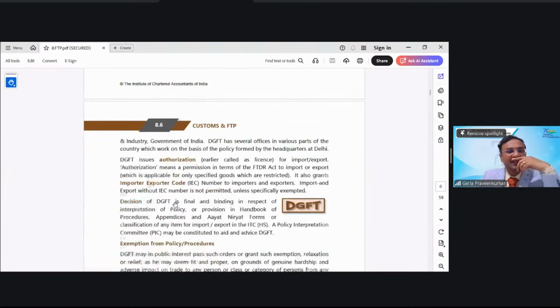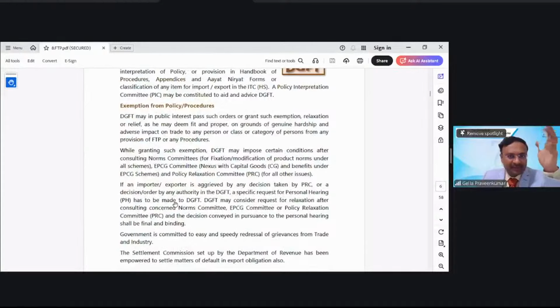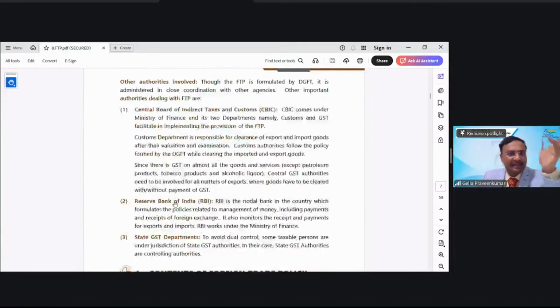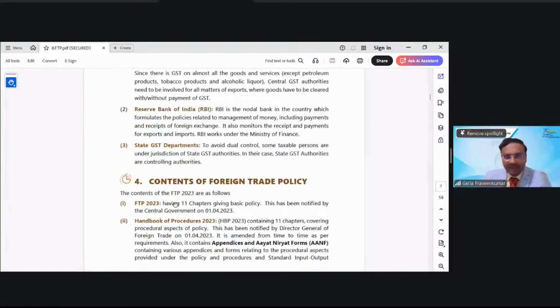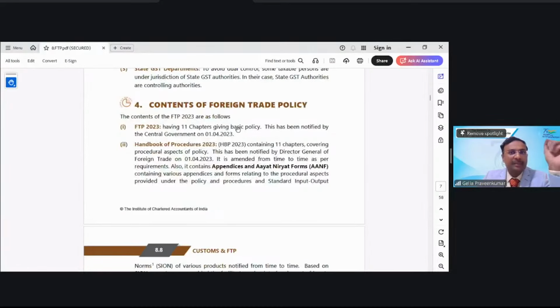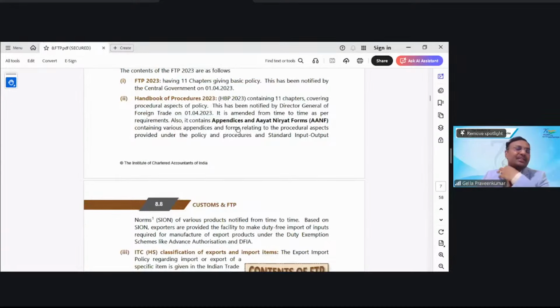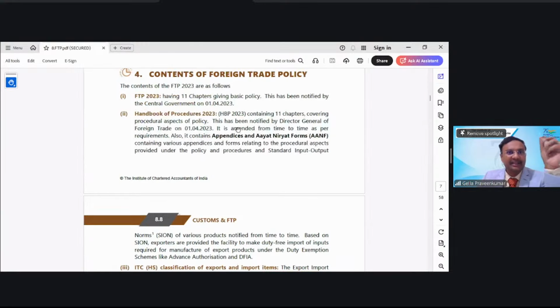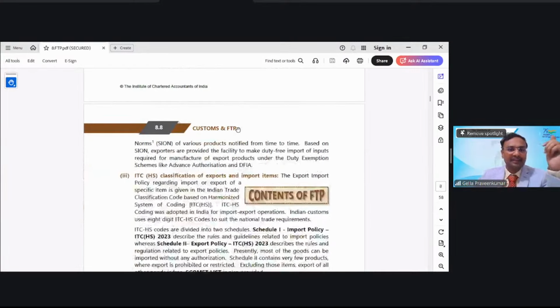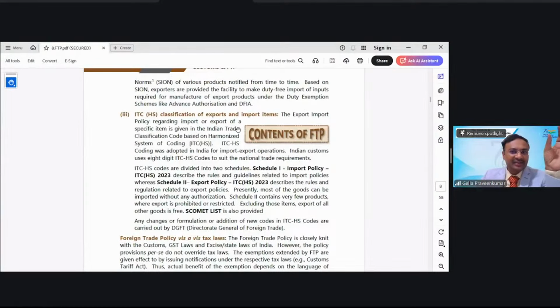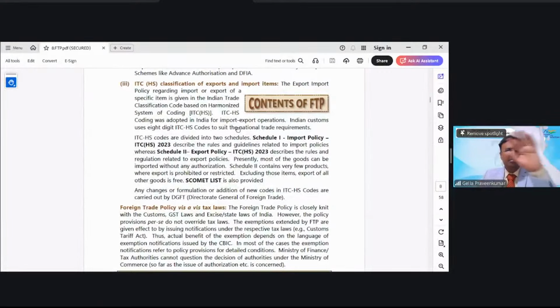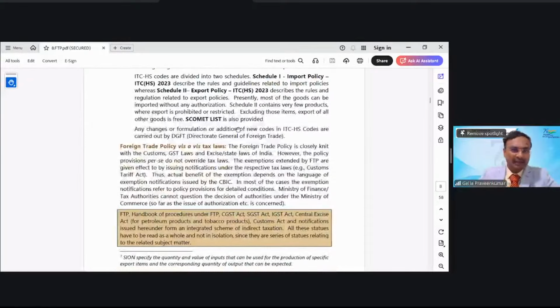Now, administration: I have clarified IEC procedures, how it is dealt with. CBIC, RBI, various authorities work together as a conglomerate to implement this particular foreign trade policy. The contents of foreign trade policy: the FTDR Act, then the foreign trade policy, which has 11 chapters, and the handbook of procedures, which are like rules that go in tandem with my policy. Then I explained ITCHS, which consists of your Schedule 1, Schedule 2, and the third list called the SCOMET list. Now, these are the preamble and the contents as an overview of what I can see in my foreign trade policy.